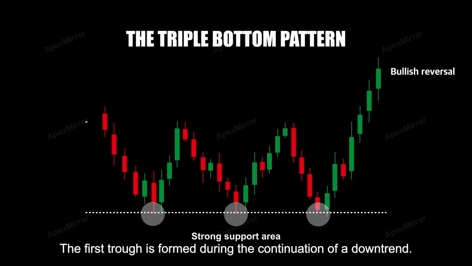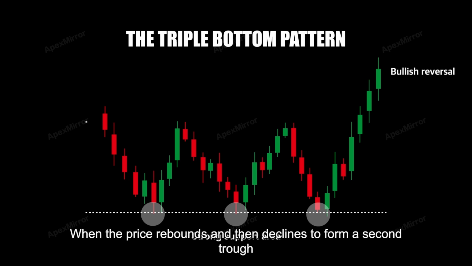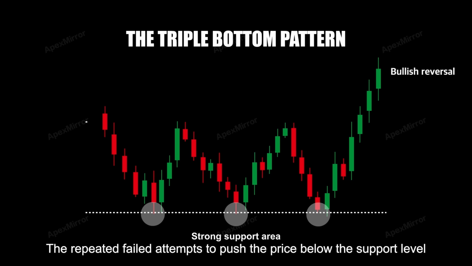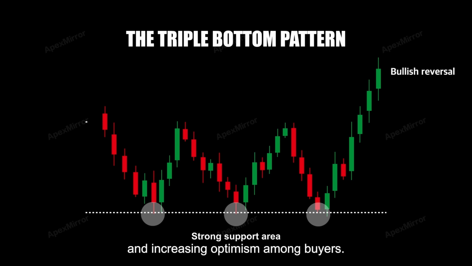The first trough is formed during the continuation of a downtrend. When the price rebounds and then declines to form a second trough without breaking below the support, it suggests that selling pressure is decreasing. The creation of a third trough that also fails to breach the support level indicates sellers' fatigue. The repeated failed attempts to push the price below the support level shows a diminishing bearish sentiment and increasing optimism among buyers.